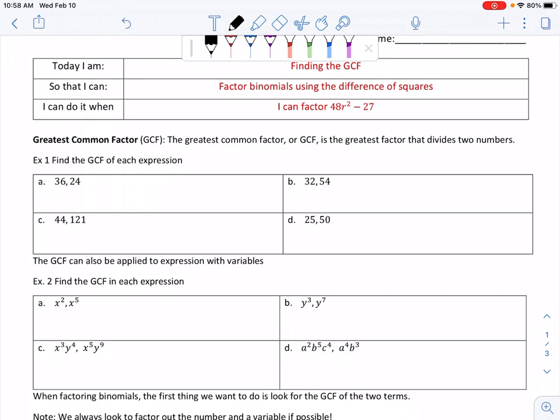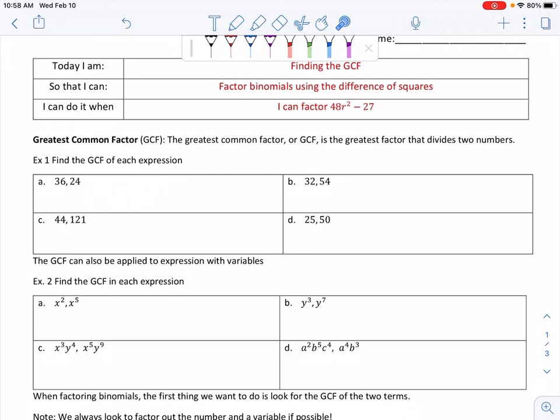And really the first step to working with these is being comfortable finding the greatest common factor. So GCF stands for greatest common factor, and it is the greatest factor that divides two numbers. So it's the largest number that you can divide two numbers by.